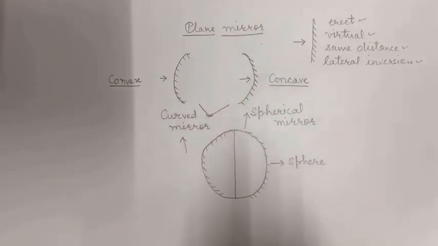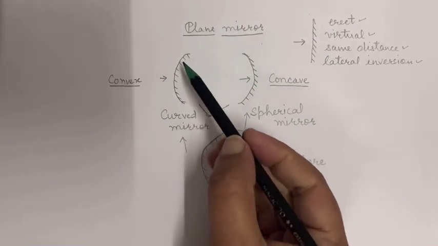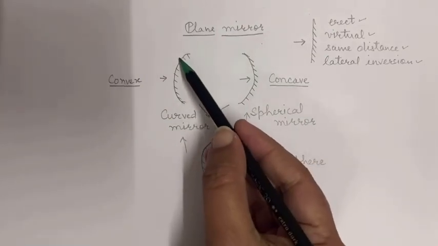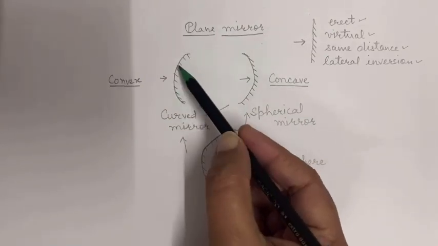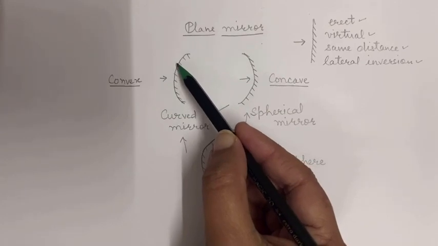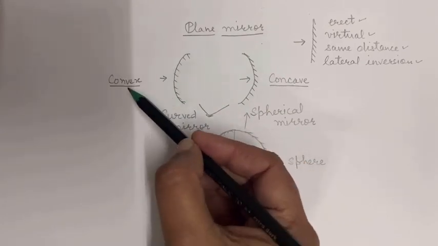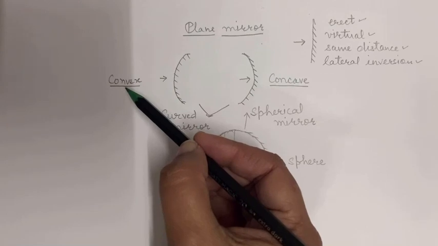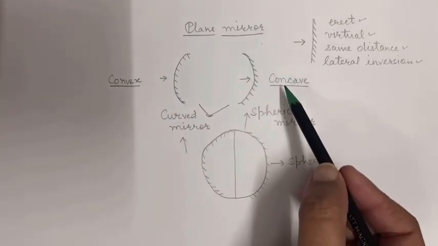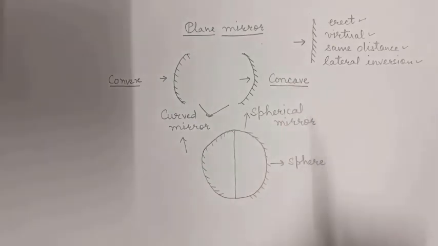These mirrors have some specific names. The mirror which has the curved surface outside, meaning where the reflecting surface is curved outside, is called a convex mirror, whereas the mirror in which the reflecting surface is curved inside is called a concave mirror.